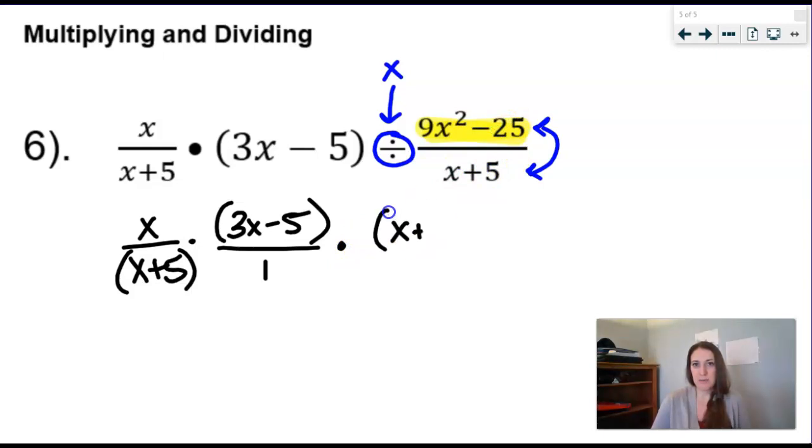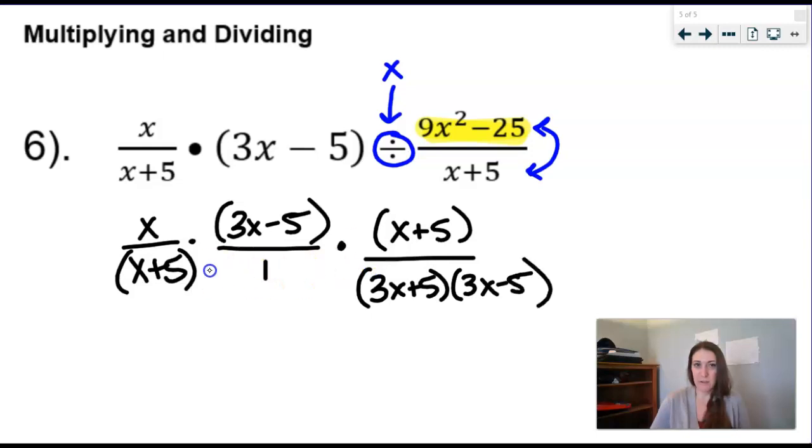So again, I'm going to put the x plus 5 in parentheses up top. And then down here, this problem gets factored using the difference of two squares. So that would be a 3x plus 5 and a 3x minus 5. All right, big fraction bar, guys. Giant problem. Anything numerator to denominator can cancel.